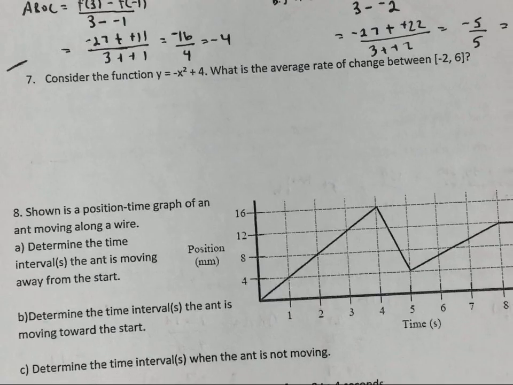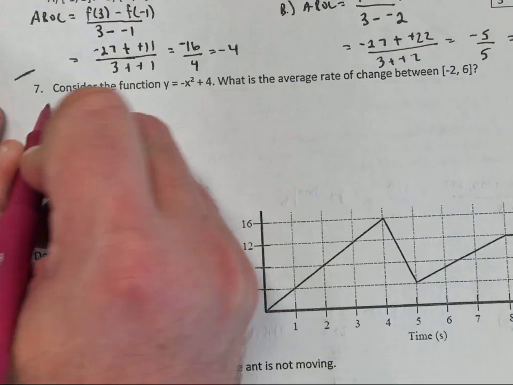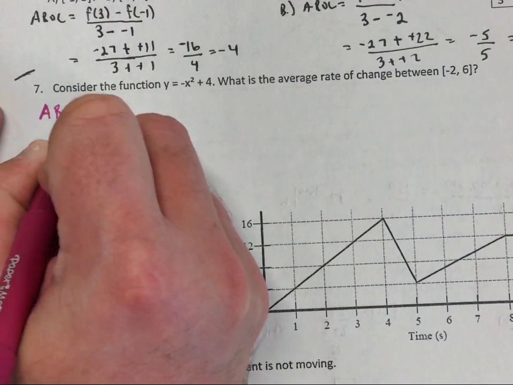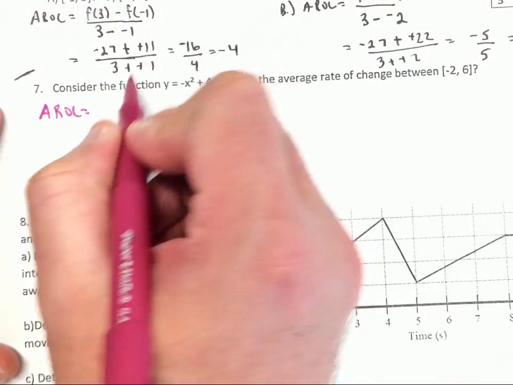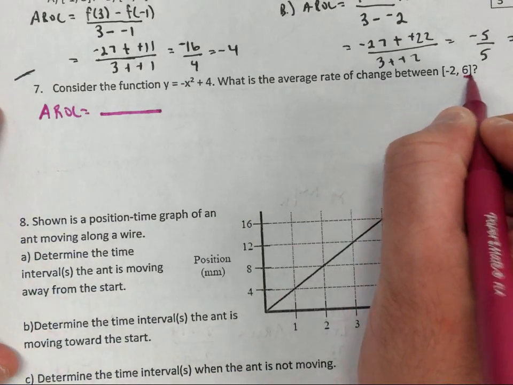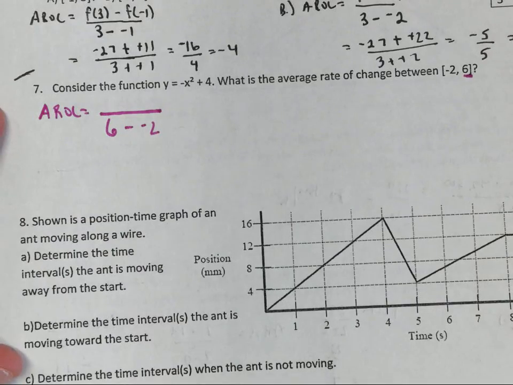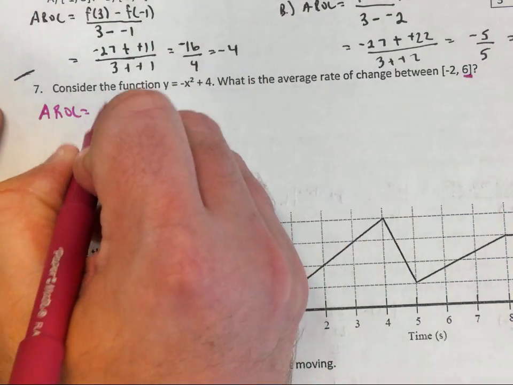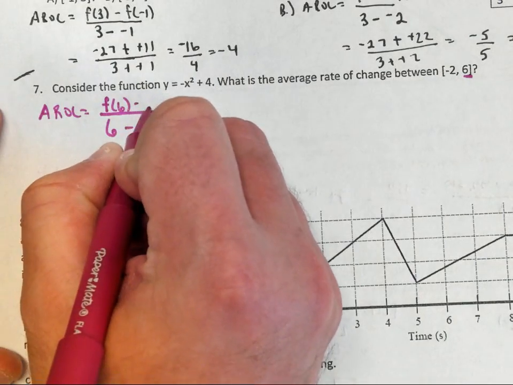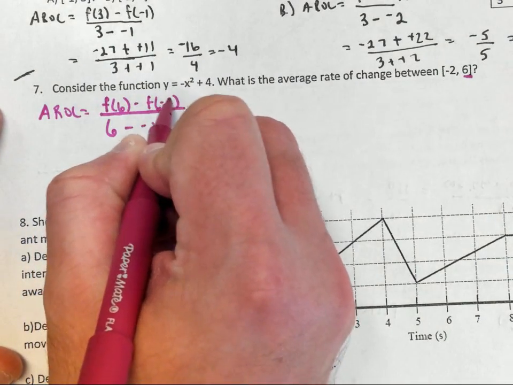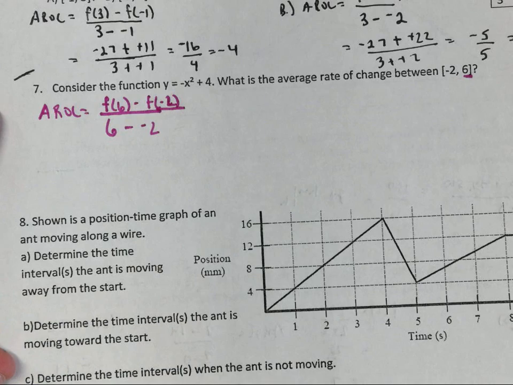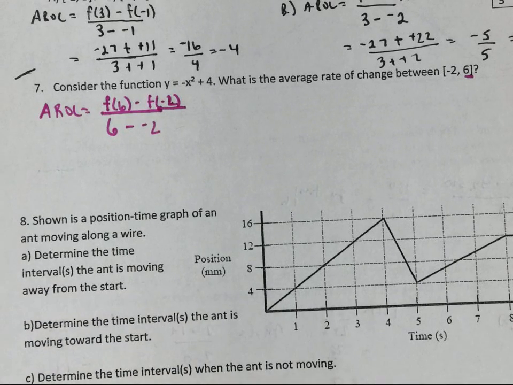Okay? So let's set this up. Average rate of change equals my x sub 2, which is 6, minus x sub 1, which is negative 2. I go right above the 6 and write f of 6 minus f of negative 2. This is on the paper from yesterday.